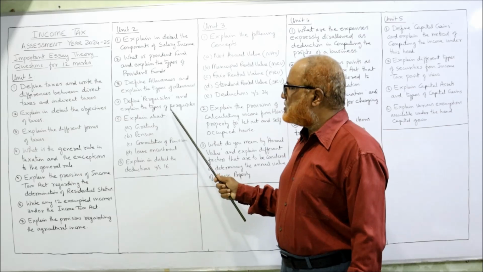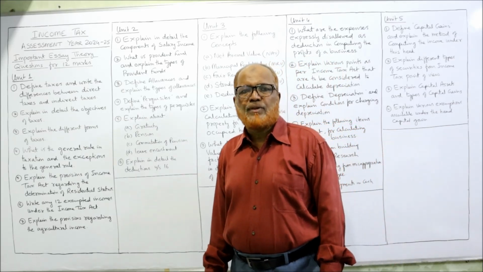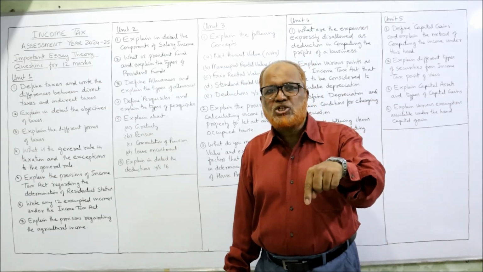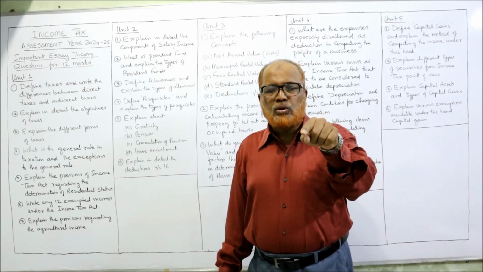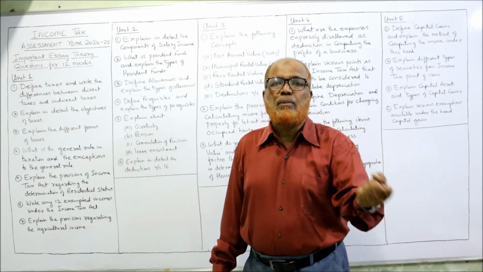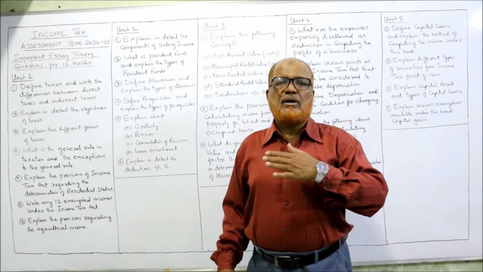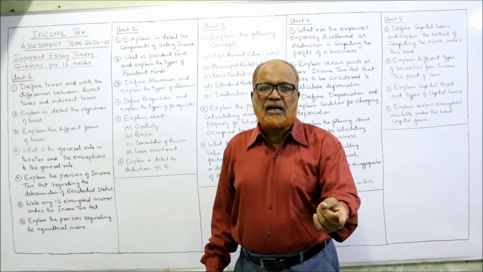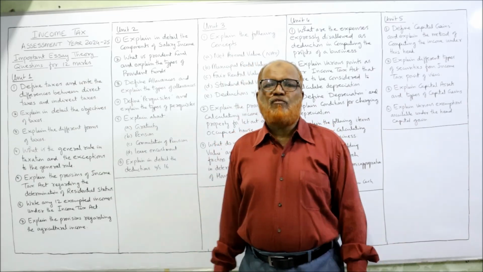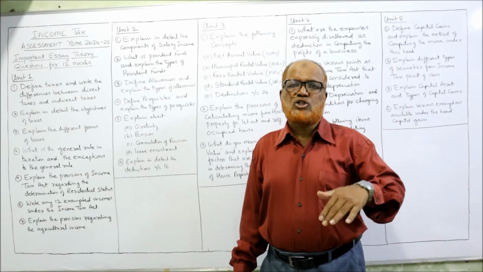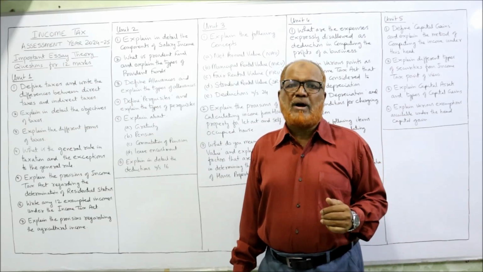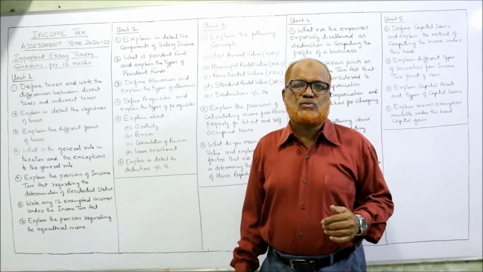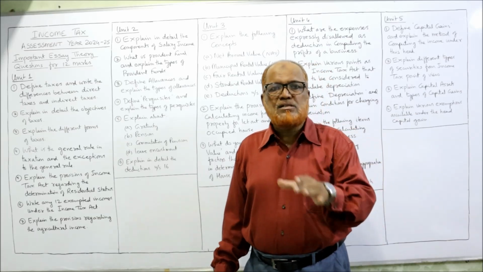Next is: define perquisites and explain the types of perquisites. Perquisites are the benefits given by the employer to the employee, either in cash or in kind, either to the benefit of the employee or their family members. Examples of perquisites are rent-free accommodation, motor car provided, concession in the matter of rent, free medical facilities provided, and free education facilities provided. All these are perquisites.